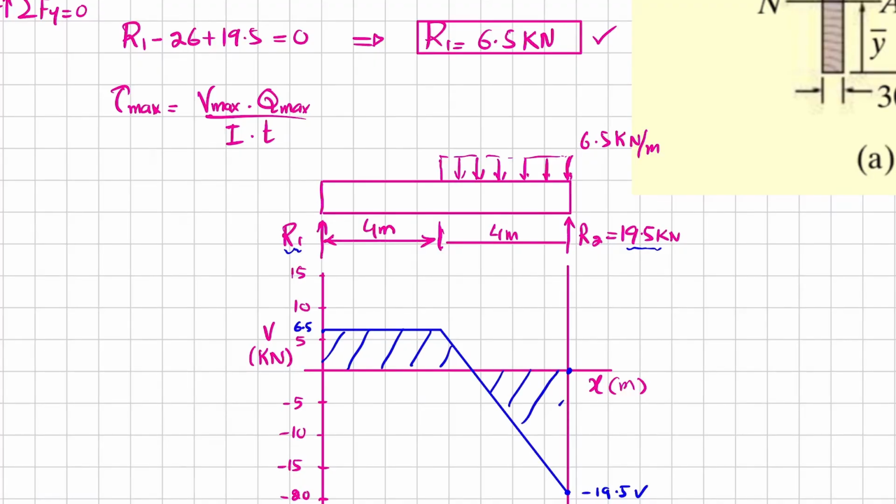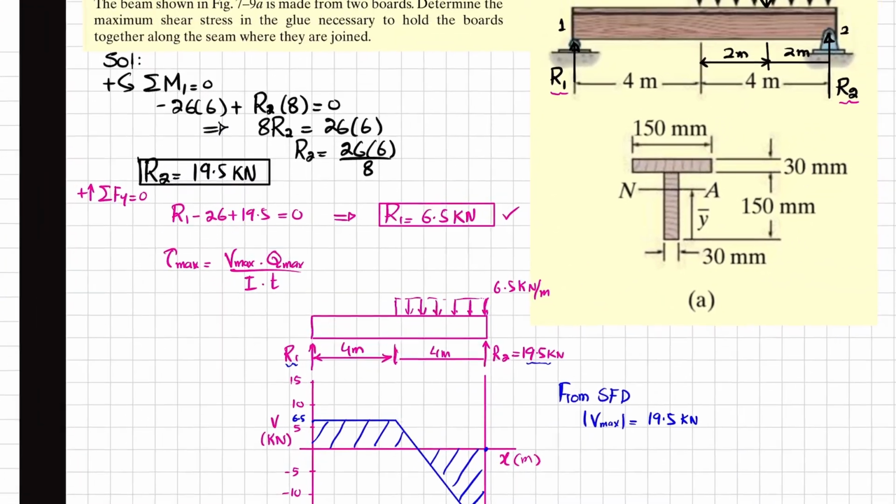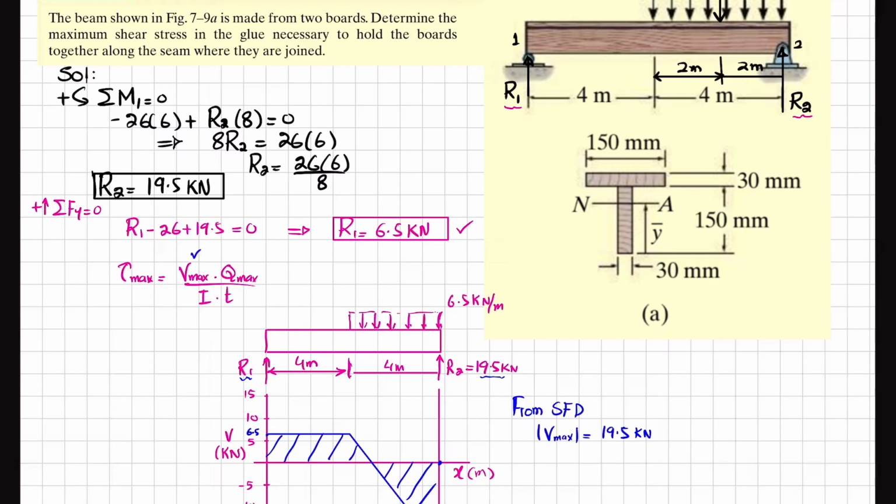Okay, so from this shear force diagram I can write it here. From shear force diagram we see that maximum shear stress absolute value is 19.5 kilonewton. Now you can see that we have found this Vmax. So we will find this I for this section, which is T section, that is made from the wood. So it is necessary to determine the neutral axis for this beam.